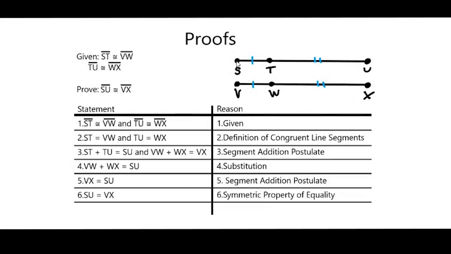Now we're almost there. So I know that the measure of these 2 line segments are the same. So I can say that they are congruent. So line segment SU is congruent to line segment VX. And the reason for that is the definition of congruent line segments. And that's how you write a 2-column proof to prove that line segment SU is congruent to line segment VX.